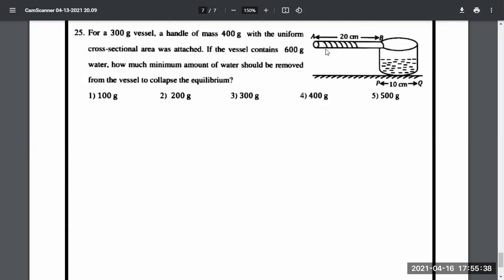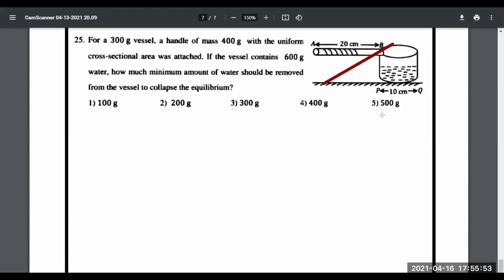Now you must have these pans at home. When you put a lot of water, it can stay like this. But when you remove water, what will happen? This will topple like this, no? This part will just topple like this. It will topple like that when you don't have enough water inside.